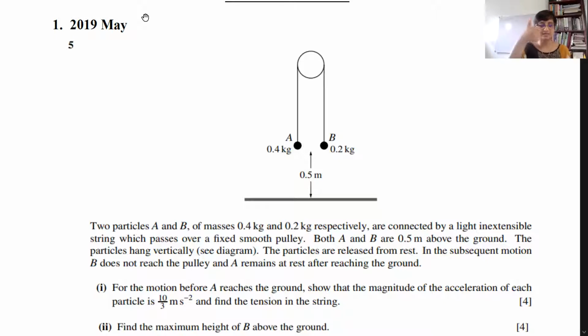So the first step, I have given it in the short note, the first step in solving any connected particle problem is, number one, you draw free body force diagrams for the particles separately. You draw a free body force diagram for A, you draw a free body force diagram for B, marking all the forces acting on them. And then, shall we do that first?